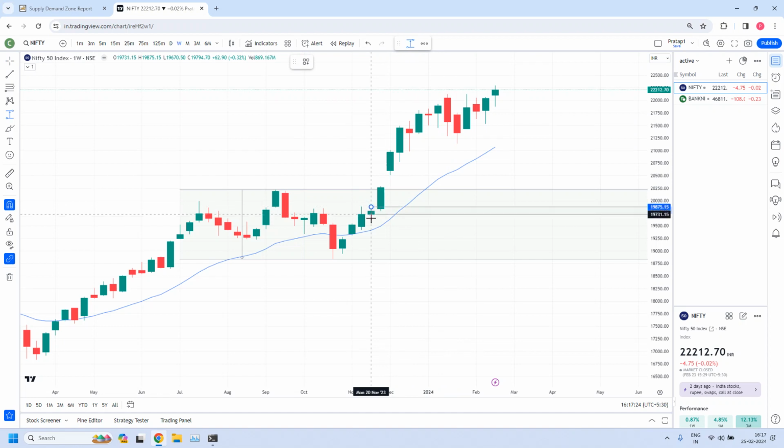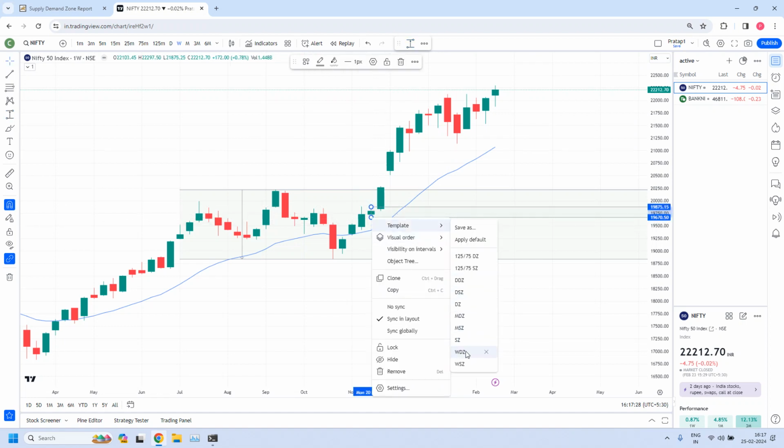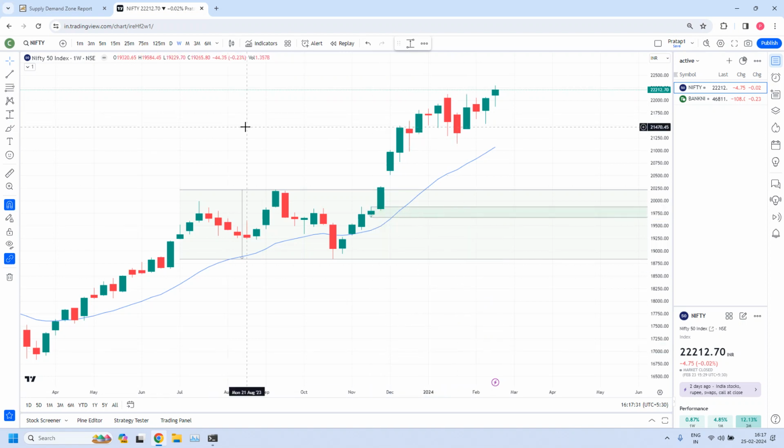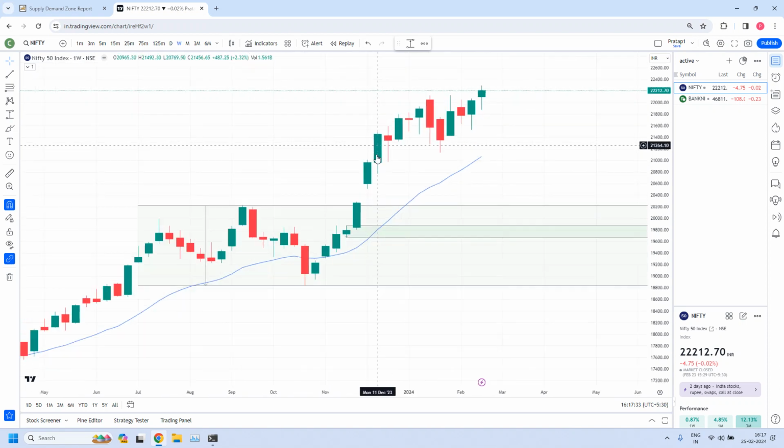So let me draw. Let me change the color to weekly. Weekly demand zone. Currently, this is the weekly demand zone. There are no weekly demand zones above this.